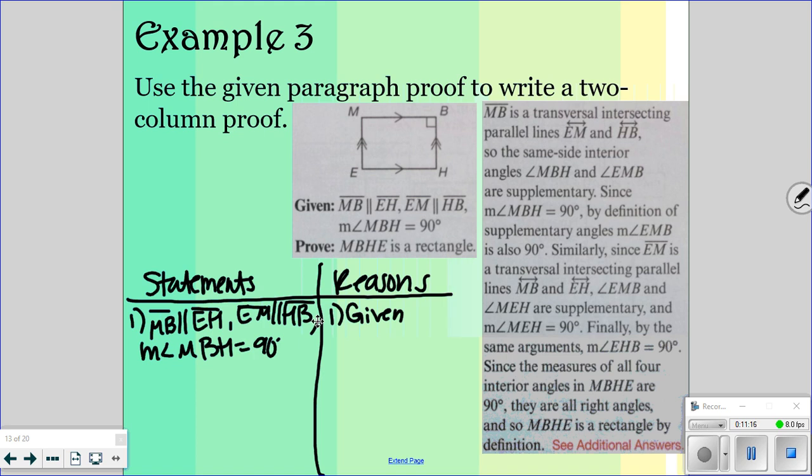You're given. Now you're going to look at the paragraph proof, and it tells us that MB is a transversal intersecting these. So the same side interior angles are supplementary. So by definition, that means this. Similarly, since these are parallel, these are supplementary. And by the same argument, they're going to be the same 90 degrees. So it said similarly, and then by the same arguments. So we're going to put all three of those together.